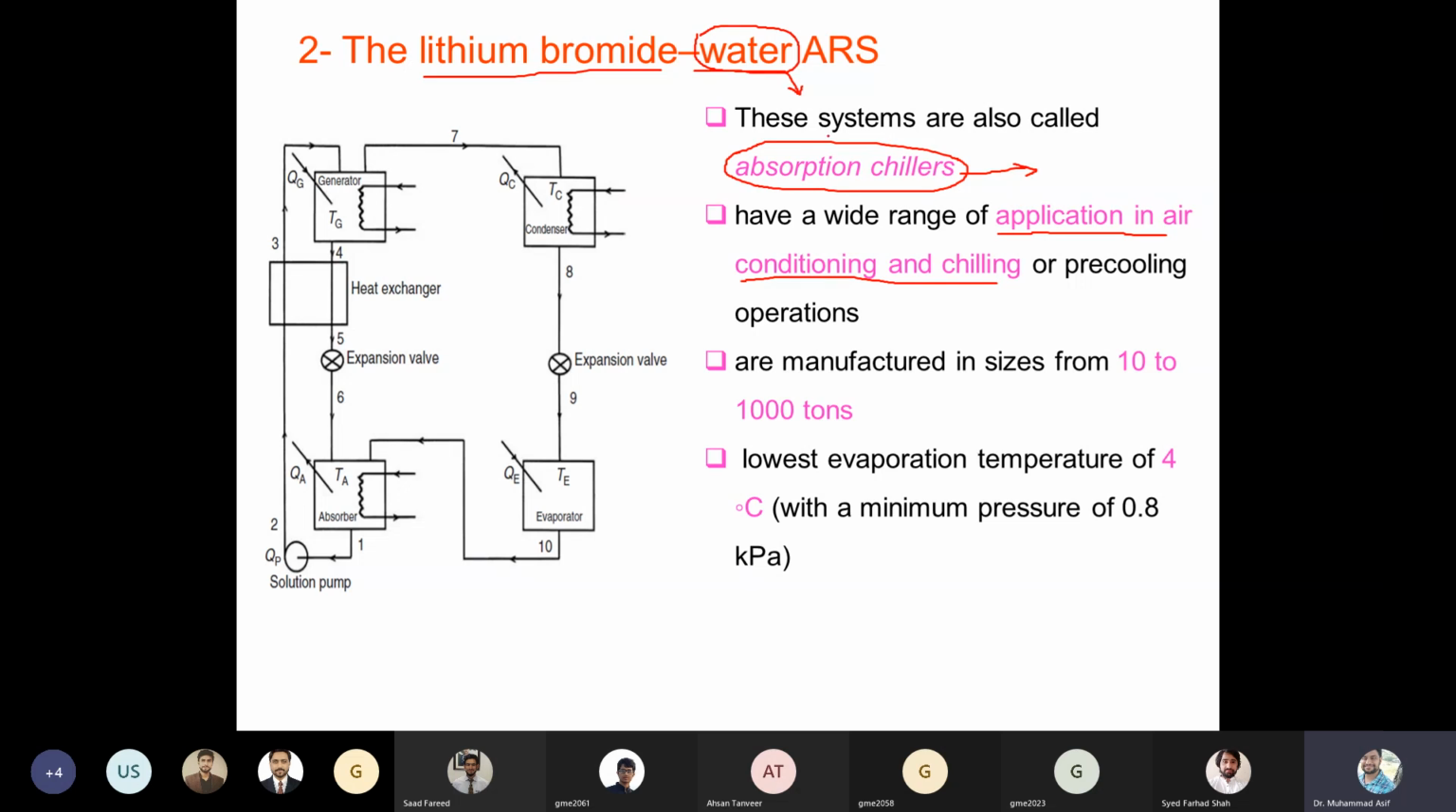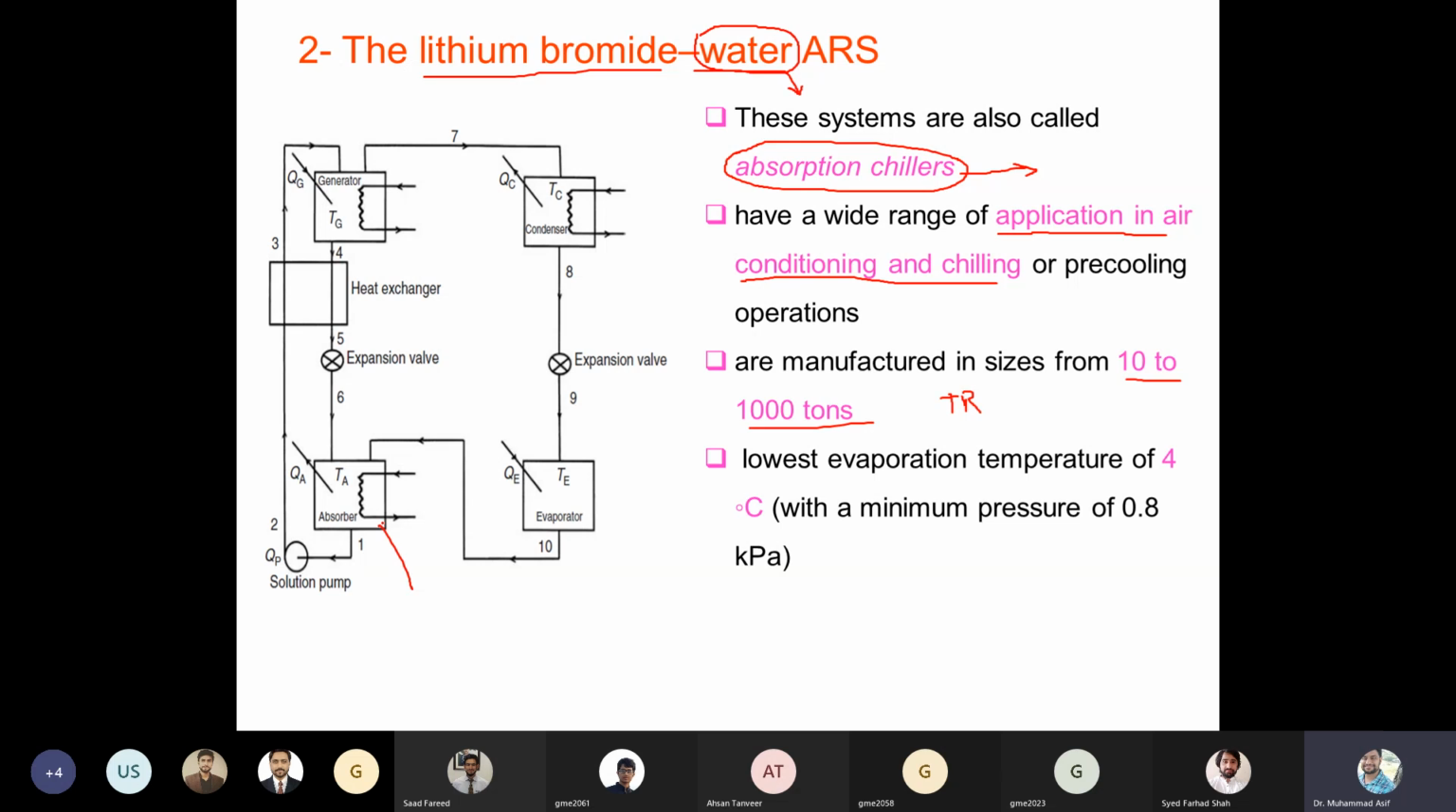So these systems based on lithium bromide are present in various sizes, for example, 10 to 100 tons of refrigeration. This is not the weight. As you know, the size of the refrigeration system is measured in tons of refrigeration, right? The lowest evaporation temperature of 4°C can be produced by using the lithium bromide system.